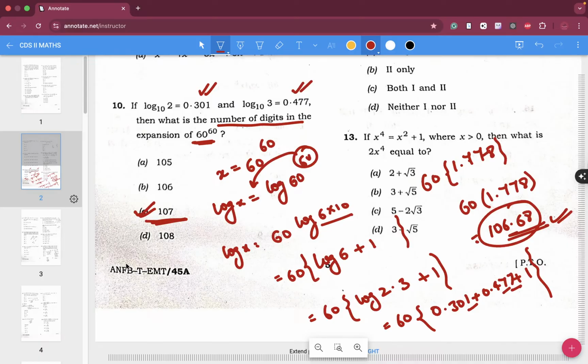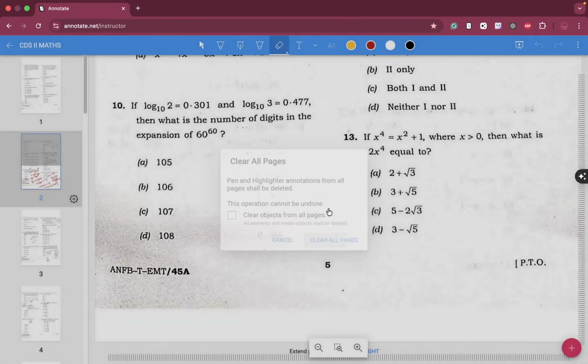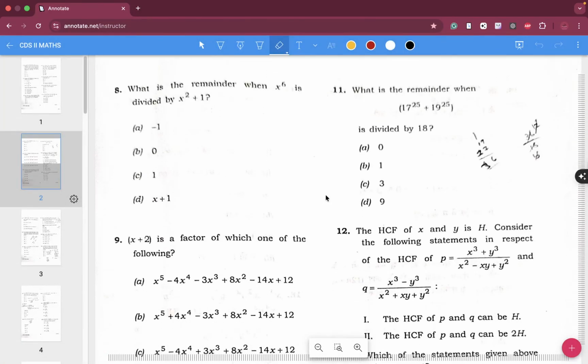Okay, right? So this is what we have. Now moving on to the next question. In that case, we move on to the 11th question.